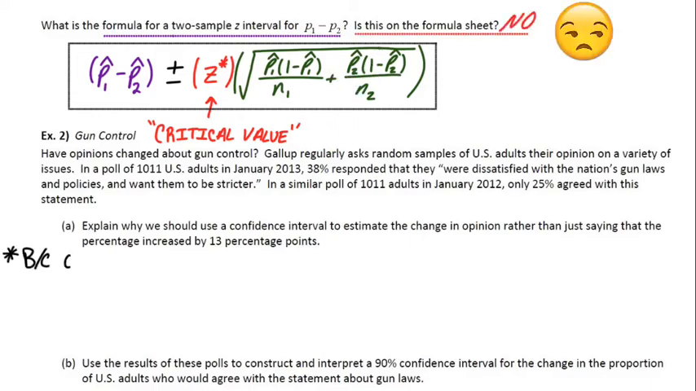Is it on the formula sheet? No, we wish it was, right? But it's not. The formula sheet has a really general formula for confidence intervals. It doesn't have this.